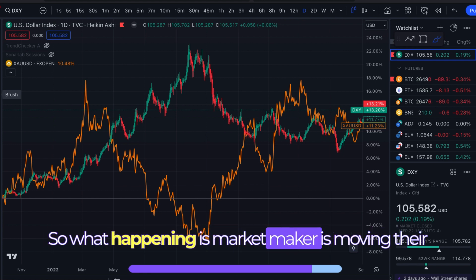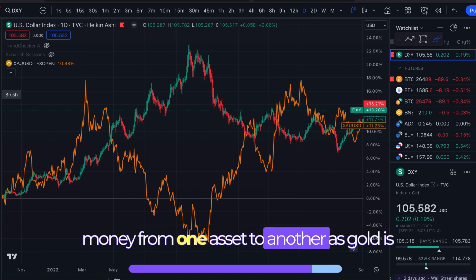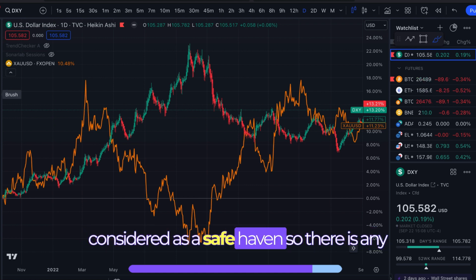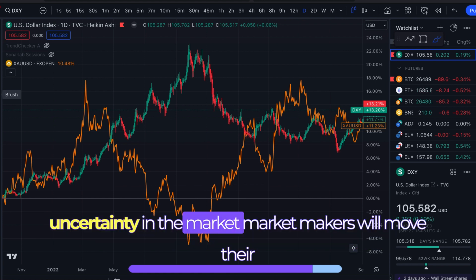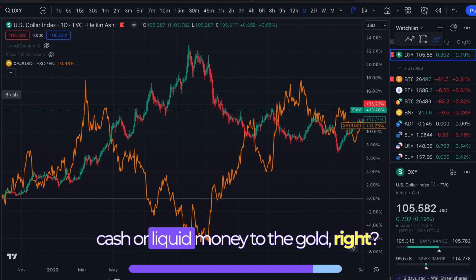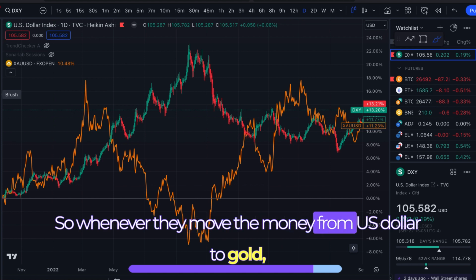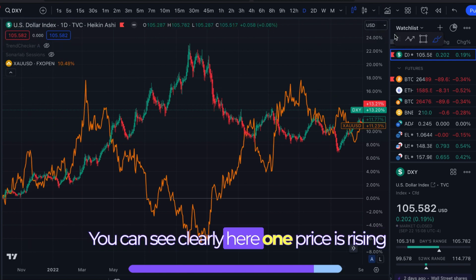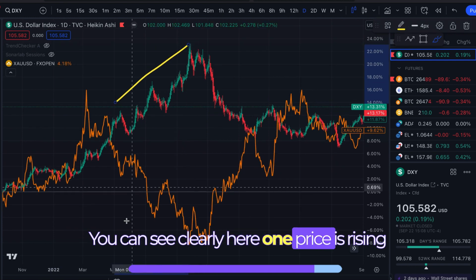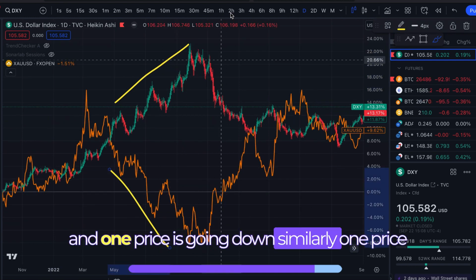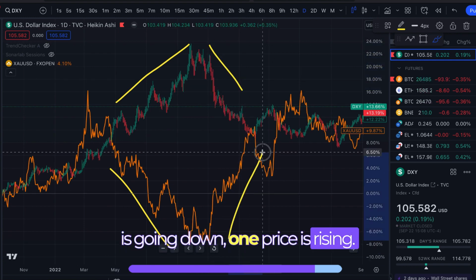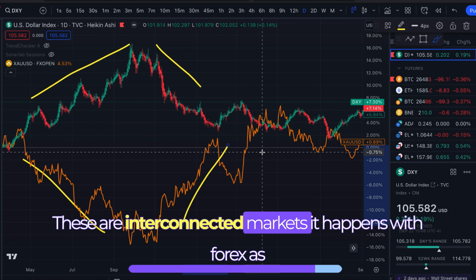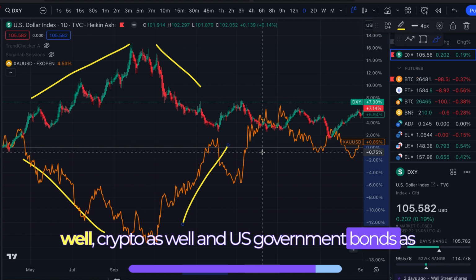So what is happening is market makers are moving their money from one asset to another, as gold is considered a safe haven. If there is any uncertainty in the market, market makers will move their cash or liquid money to gold, right? So whenever they move money from US dollar to gold, gold price will rise and US dollar price will fall. You can see clearly here, one price is rising and one price is going down. Similarly, one price is going down, one price is rising. These are interconnected markets. It happens with forex as well, crypto as well, and US government bonds as well.